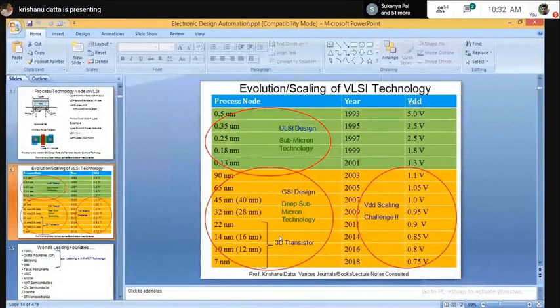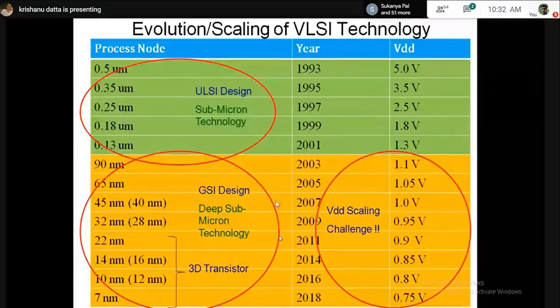So, any question on this page? The GSI full form I forgot. Gigascale integration. G for giga. Now, can you tell me what is ULSI? The ultra large scale integration. Good. Very good.